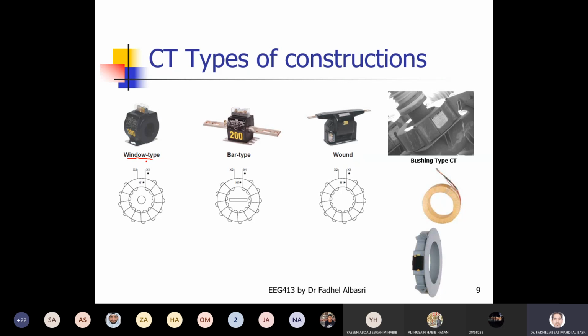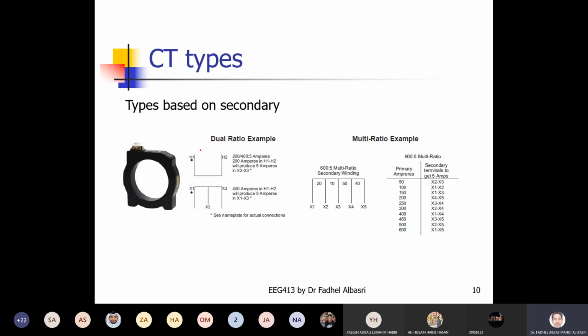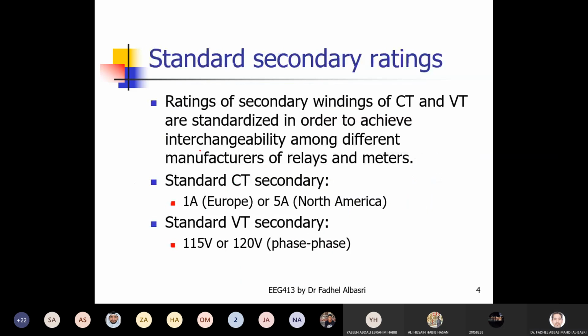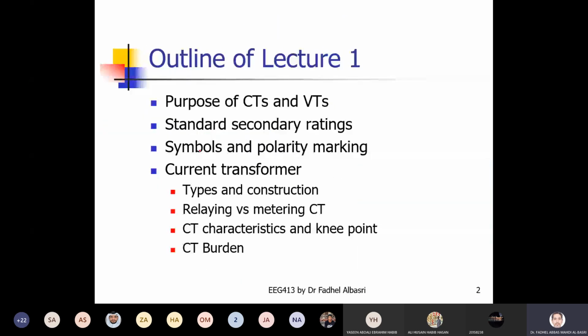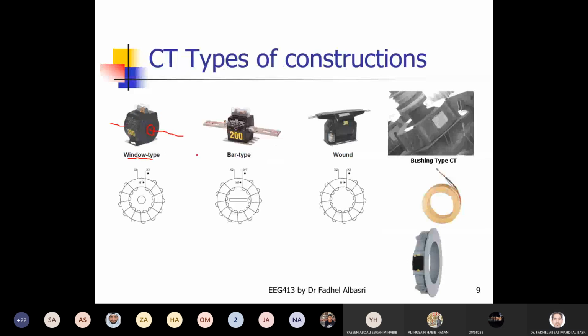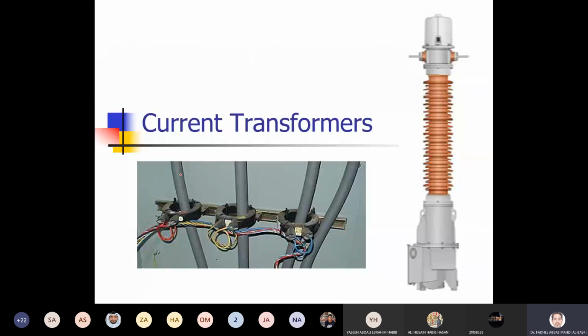This is a window type. A window is like an opening through which you can pass the primary cable. So the primary here represents the cable that you will pass through, like in the figure I showed you. Yes, here, as you can see, this cable goes in through a window, through the CT window opening. So this represents your primary, the cable passing through.